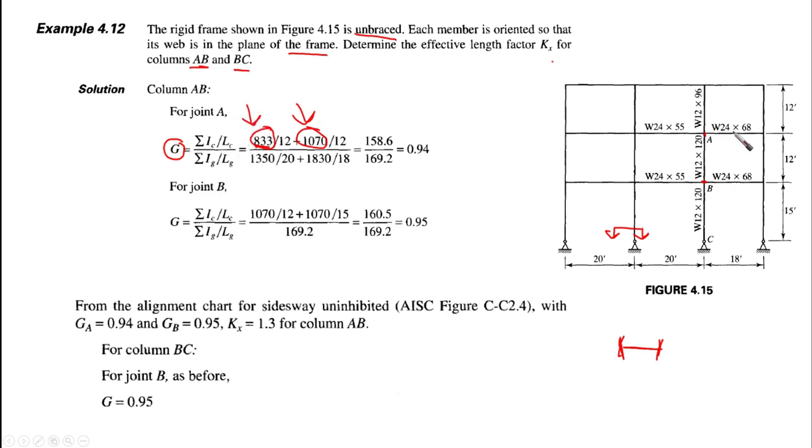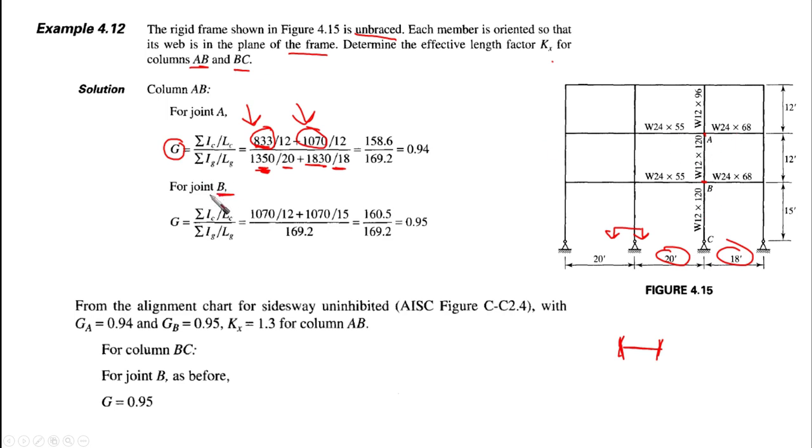L_C here is going to be 12 feet, as you can see. 12 here, 12 and 12 for the columns. For the beams, these inertias we can also obtain from the tables, and we have the lengths to be 20 and 18, which is this girder and this one.